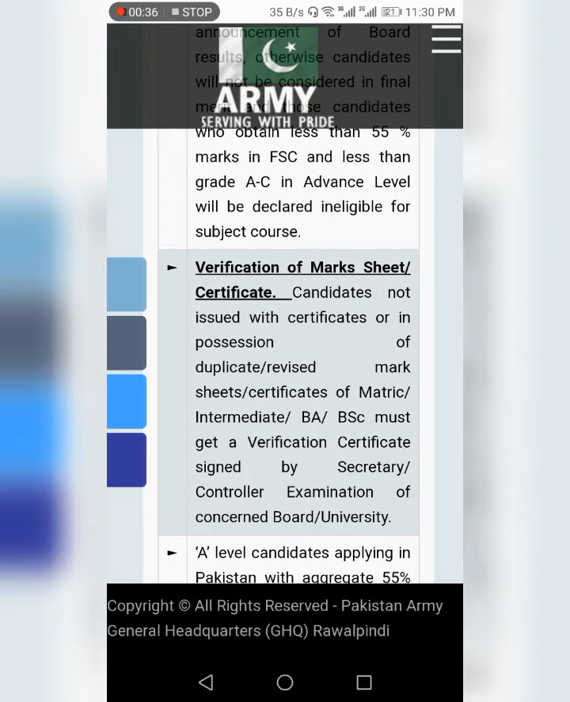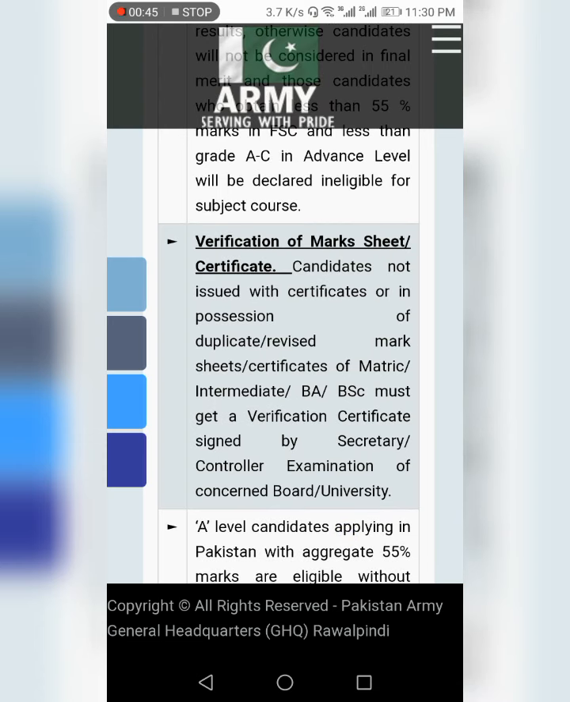Verification of mark sheet and certificate. Candidates not issued with a certificate, or in possession of duplicate mark sheets or certificates of matric or intermediate, must get a verification certificate signed by the Secretary or Controller of Examination of the concerned board or university. You have to get your certificate from your board, the board in which you gave your exams. You must possess your certificate, otherwise you will not be eligible for the test.